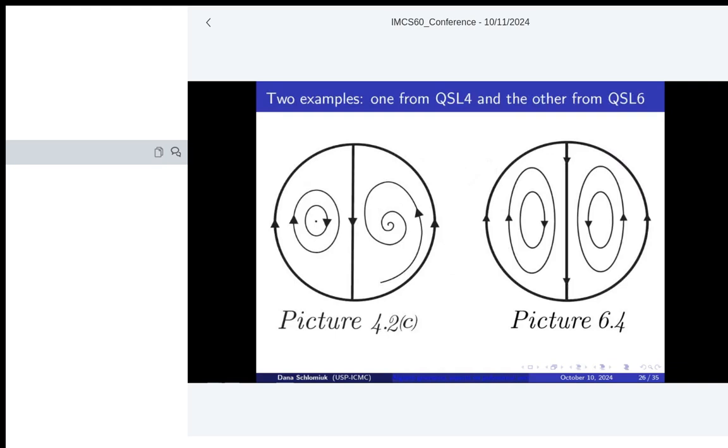Next page, please. Now here we have two examples. On the left we have a picture belonging to the class QSL4. So we must have four invariant lines. We see here only two, namely the vertical line and the line at infinity, but we have two more lines which are complex lines and which intersect at the focus on the right side. So we see on the right side that we have no curve that could be of Garnier type.